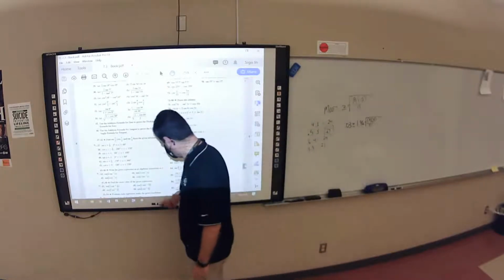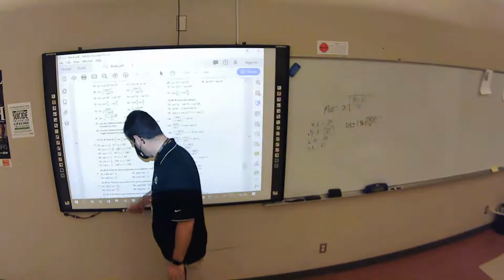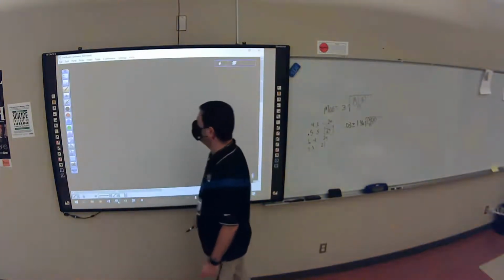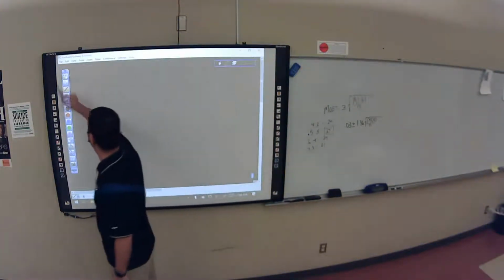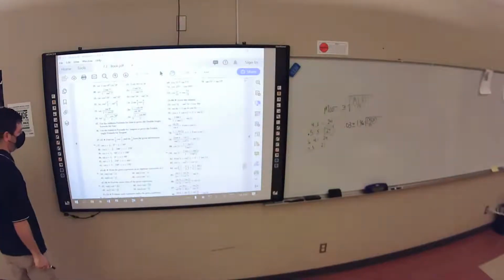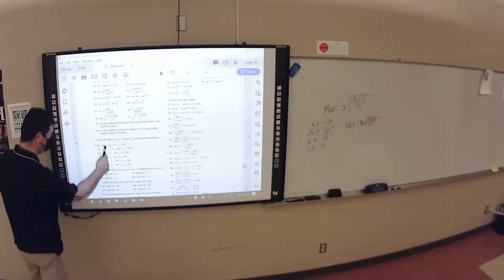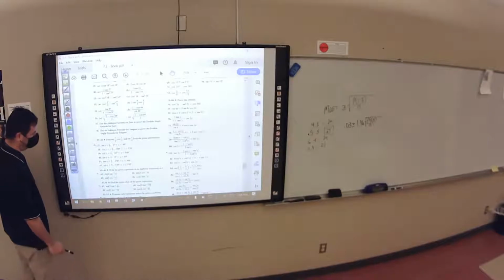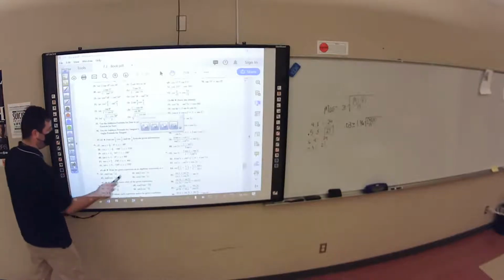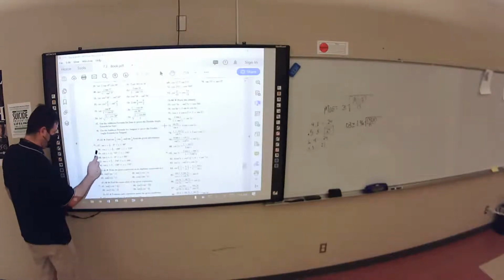Where's my pen? Nope, not here. That's the question. Here. All right. Let me take a picture of this thing. I need this top part. Well, no, I don't, because it's just half angles.